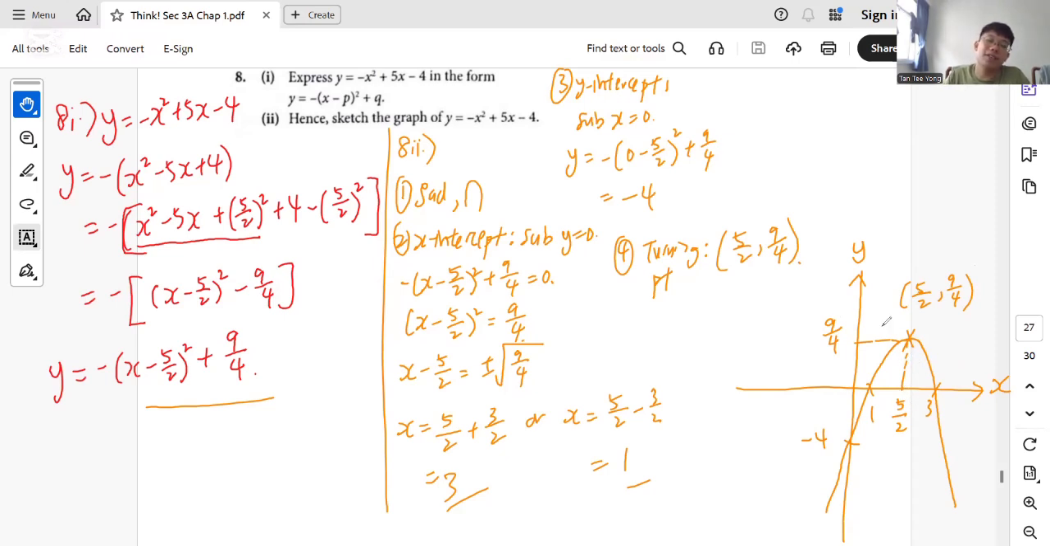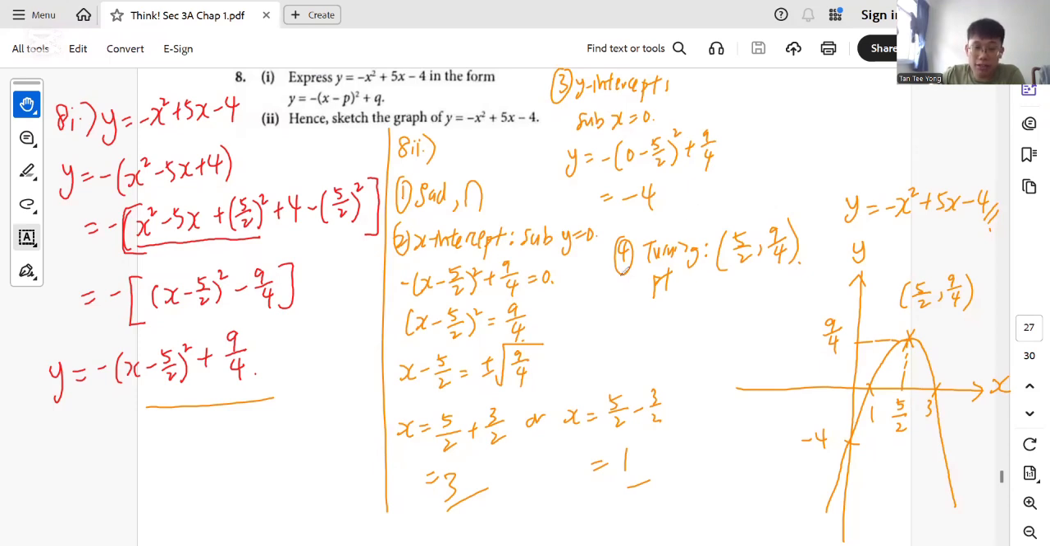Okay, so now check. First thing, the shape, fine. Second thing, x-intercepts 1 and 3. Yes, I have it. Third thing, y-intercept is -4. Last thing, the turning point, 5 over 2, comma, 9 over 4. Is it at the correct position? Yes, because positive x, positive y. All right, so now the last thing, label my diagram, and I am done. Yes, so this is it for question 8.